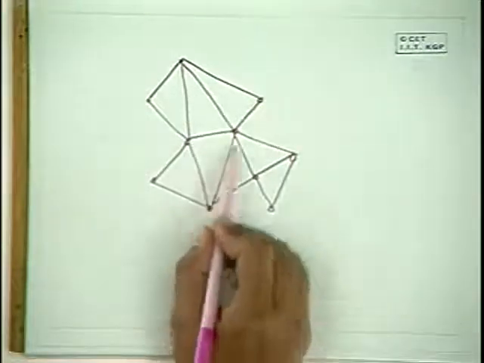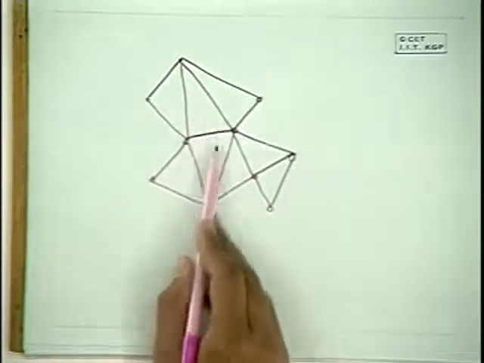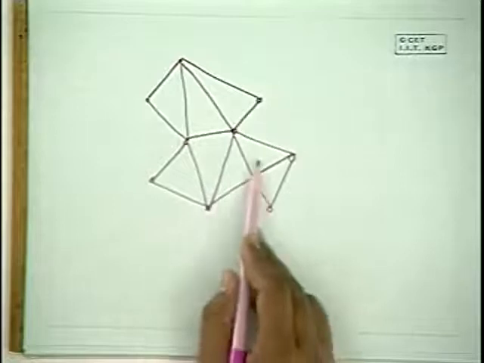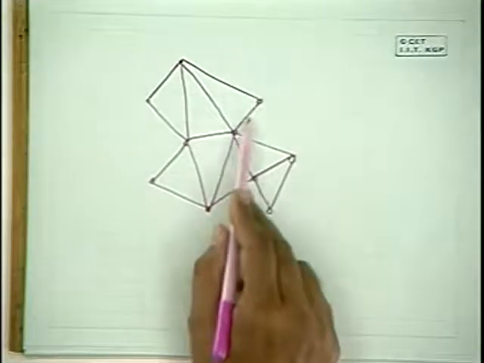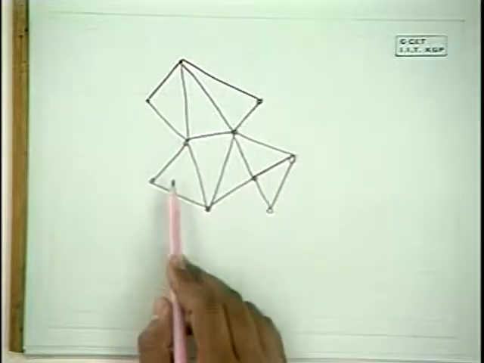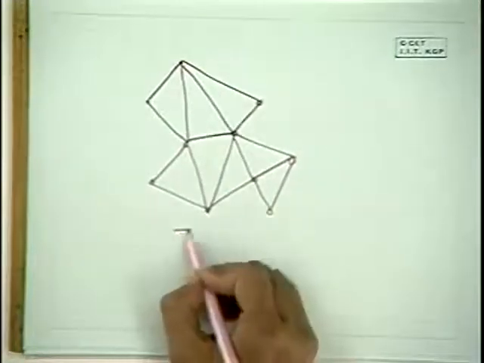You can see that the interior of the polygon has been decomposed into triangles, and all the vertices of the triangles are coming from the vertices of the polygon. So this is the triangulation.